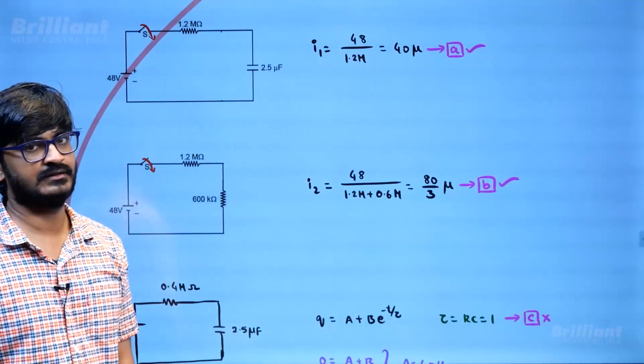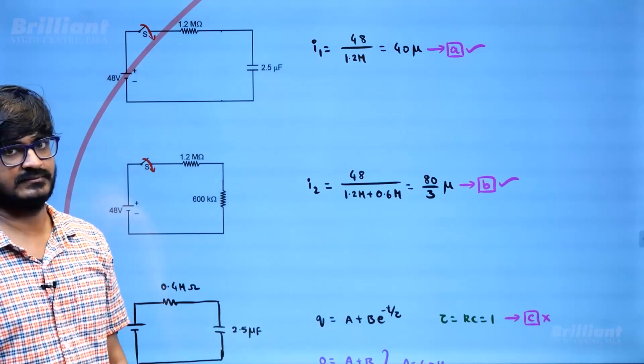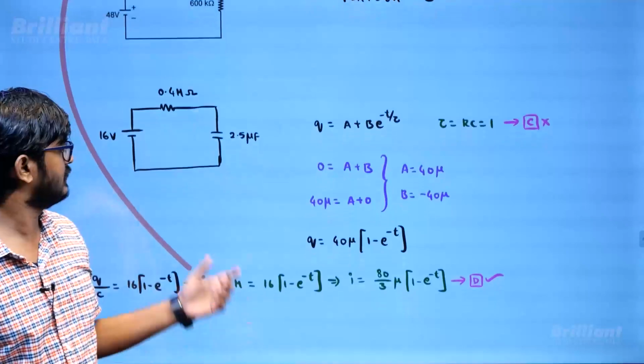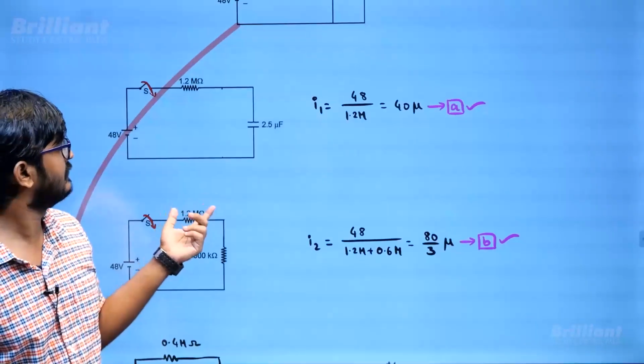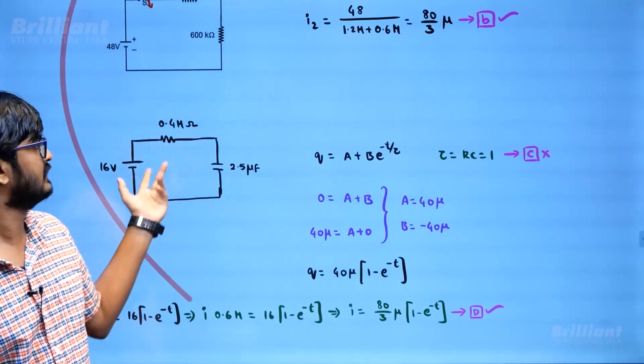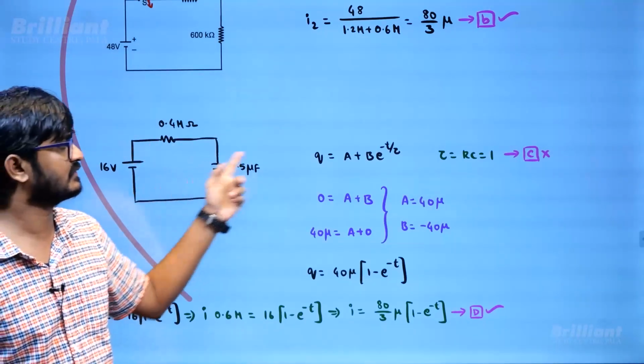You can refer to the current electricity revision video if you don't know how Thevenin's theorem works. If I convert into Thevenin's theorem, I will get Thevenin's voltage as 16 volt and Thevenin's resistance as this much. So this is a simple circuit. We know the general solution will be of this form.